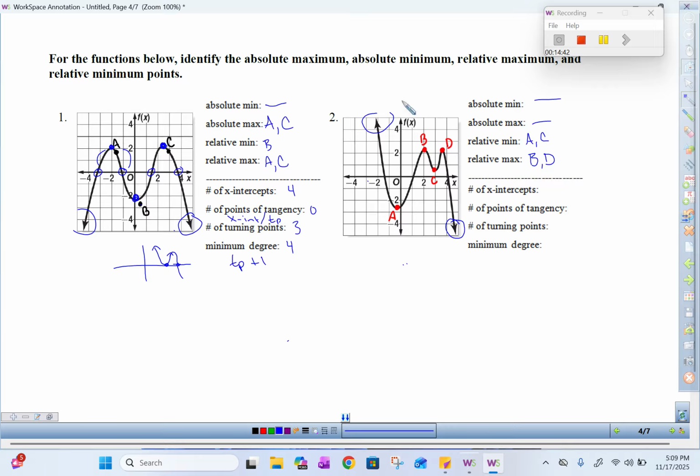And that's going to be true for any odd degree graph. Okay, that's odd end behavior. There are not going to be any of those because, by definition, they'll go towards infinity both directions.